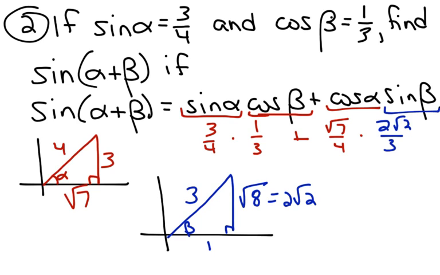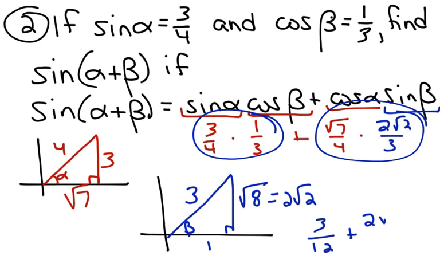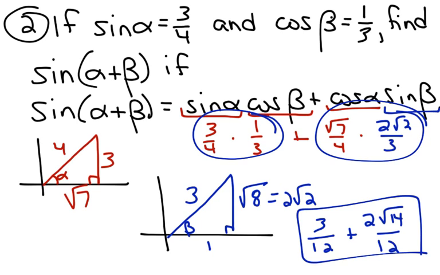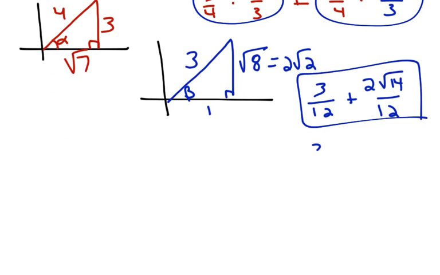And then all I have to do to finish this problem off is multiply those fractions together and add that to the product of these two. And that's the final answer. You can write it like this, or you can write it like this. Either way is acceptable.